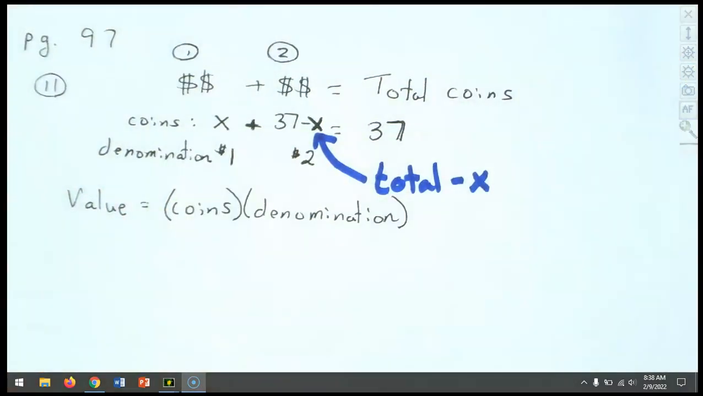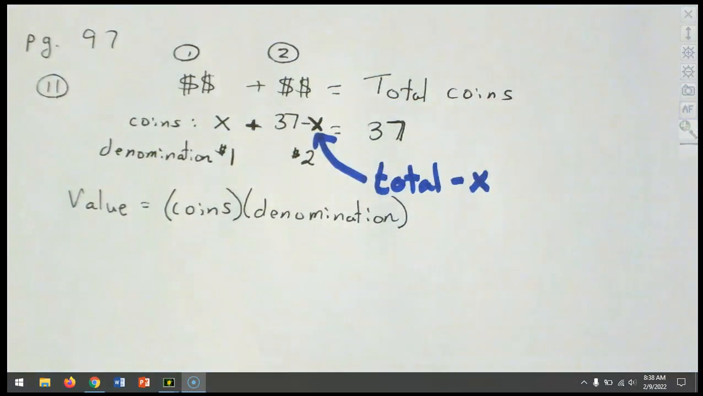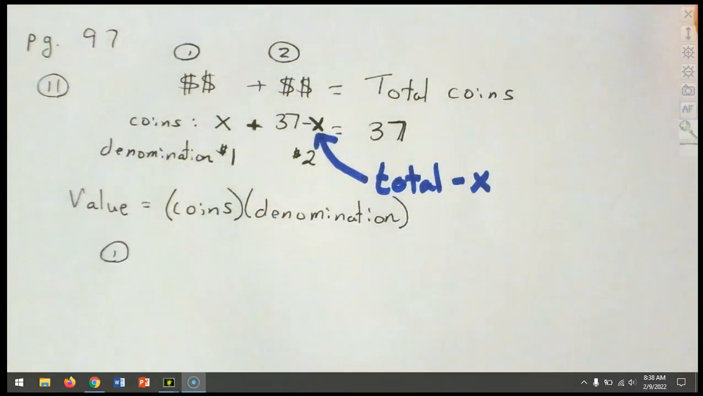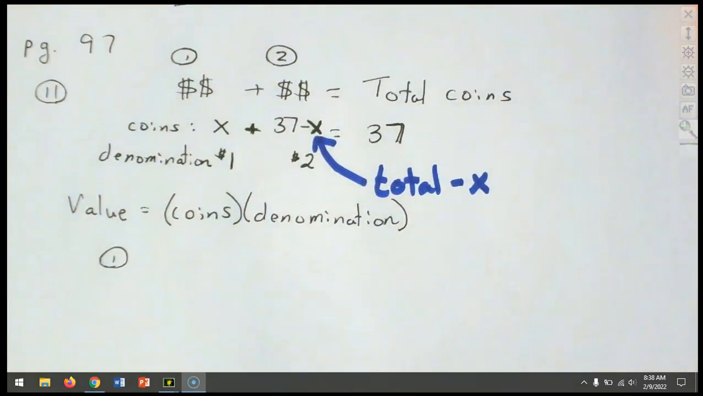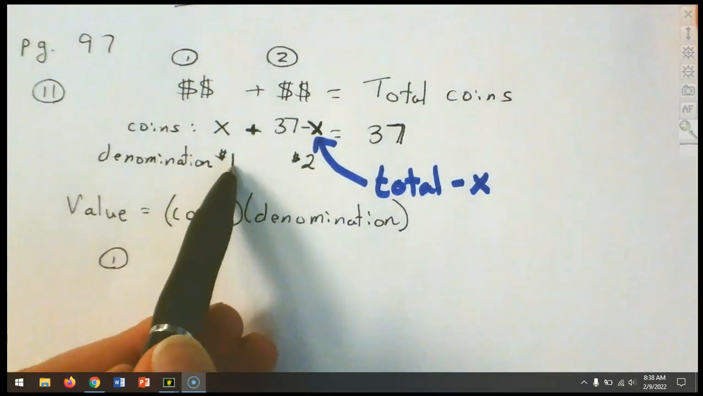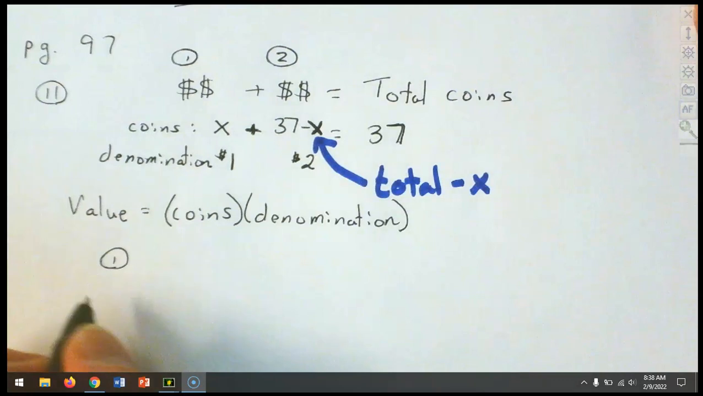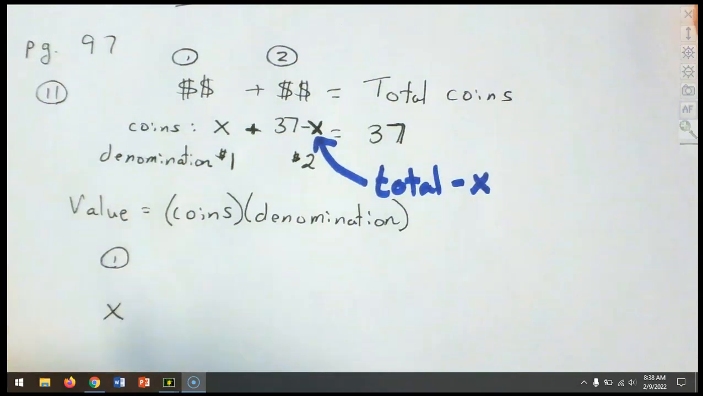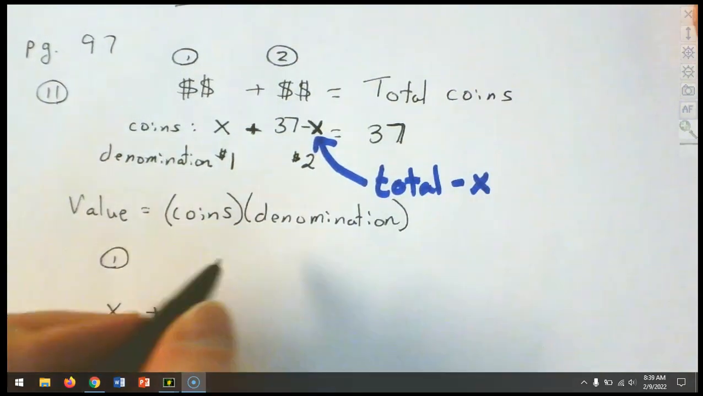So the number of coins times the denomination here. Okay, and it's Madison, isn't it? Yes. Yep. So what do we have on our first one? Well, for our first one, we've got an unknown number of coins, x, and those coins are worth $1 a piece. So we have 1 times x, which is just simply going to be x.